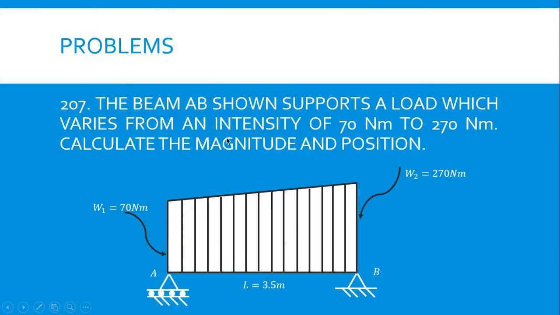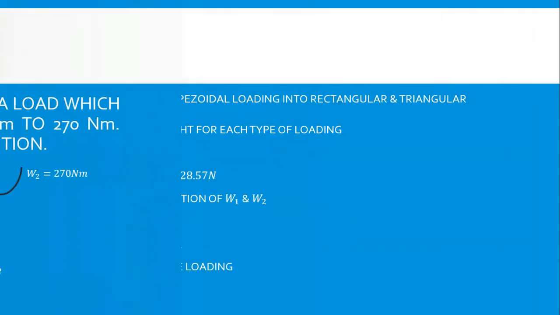Next problem, number 207. The beam AB shown supports a load which varies from an intensity of 70 Newton per meter to 270 Newton per meter. Calculate the magnitude and position. As we can see, the given weight 1 is equal to 70 Newton per meter and weight 2 is equal to 270 Newton per meter, and the length of beam AB is 3.5 meter.